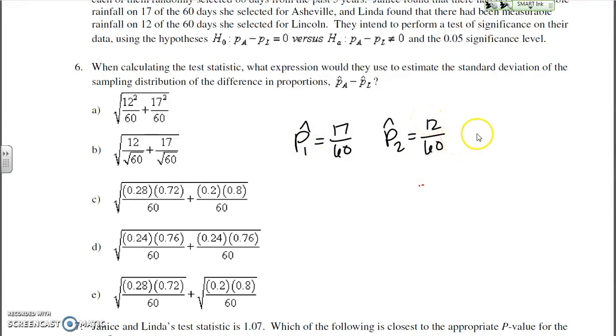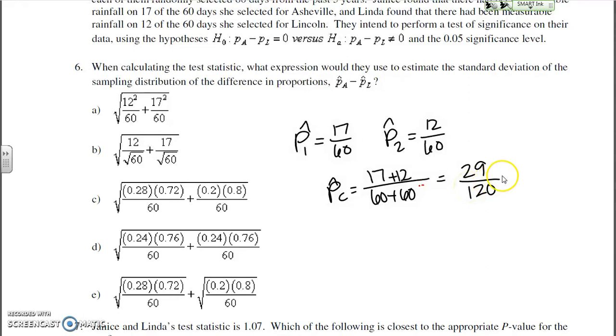But because we're doing a significance test for proportions, the standard deviation of the sampling distribution assumes there's no difference. So we actually need to use the idea of P hat C. To find P hat C, we do 17 plus 12 over 60 plus 60. In this case, that's 29 over 120, which gives you a P hat C of 0.24.